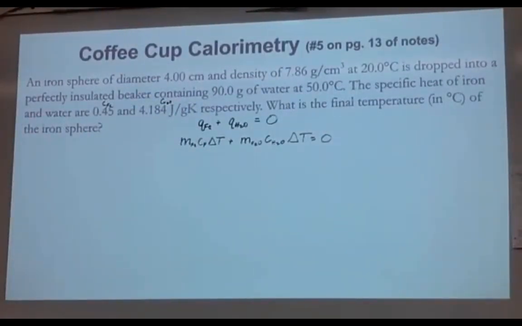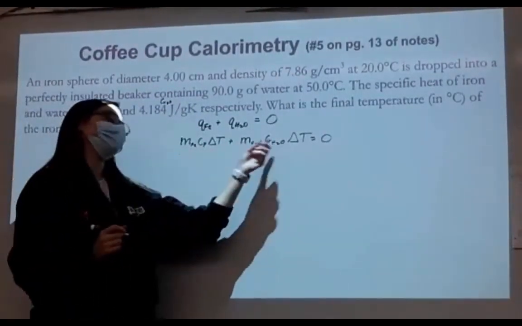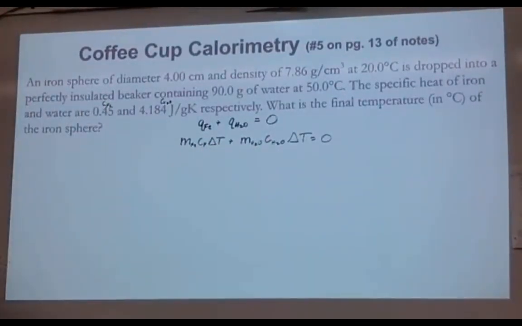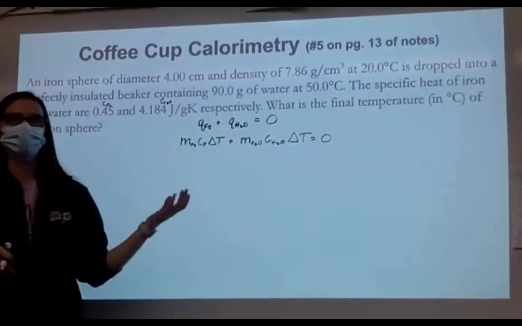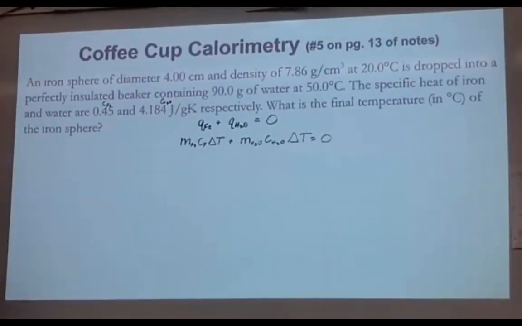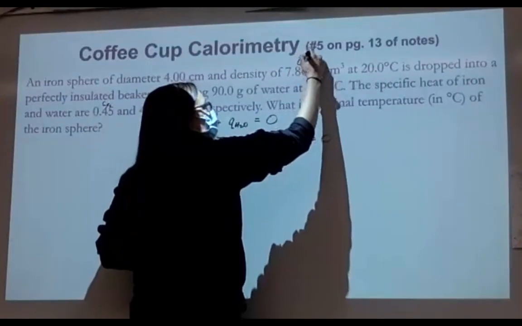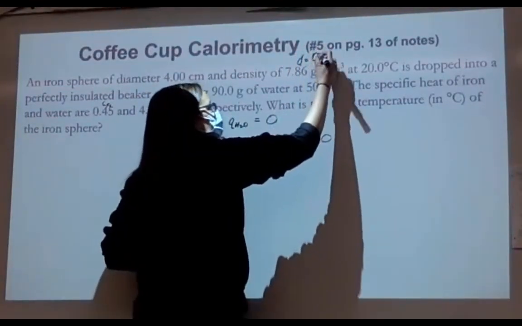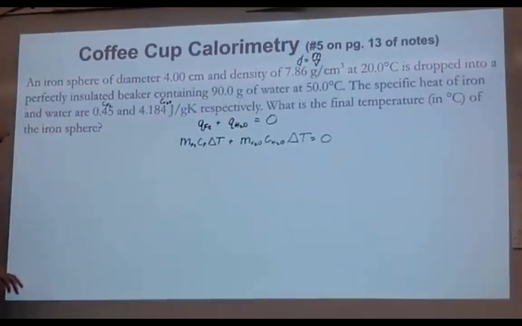Now my goal is to solve for part of the delta T variable. So over here, off to the side, I'm going to have to do some more. This is going to be lots of algebra. So I need another mass of iron. Well, it doesn't give me the mass of iron. Instead, it gives me the diameter and the density. Well, density, you remember density is mass over volume. So density is a way that I can solve for mass, but I would need the volume.